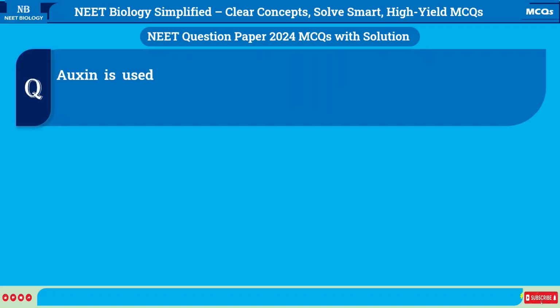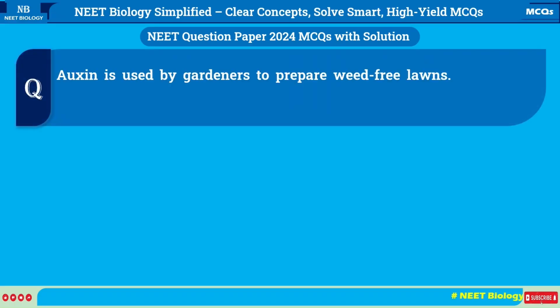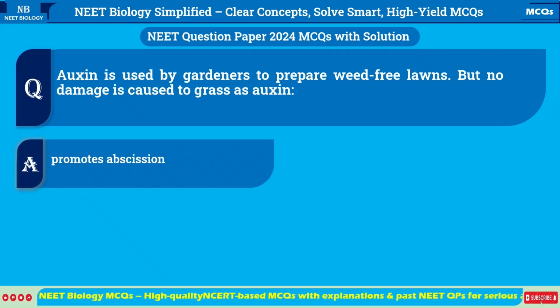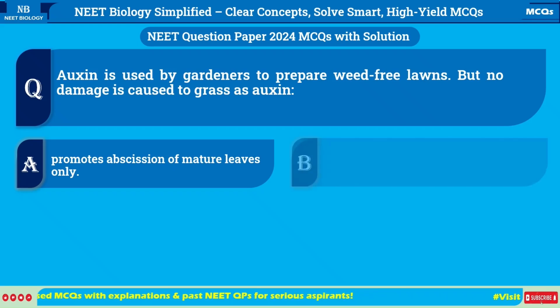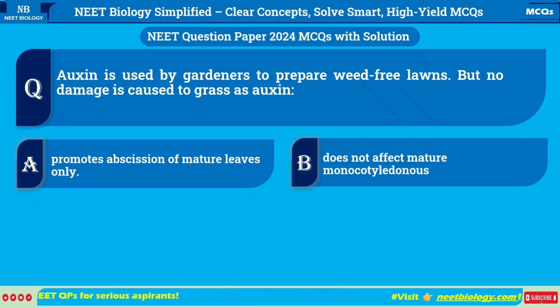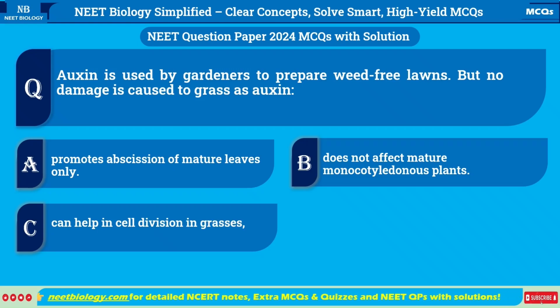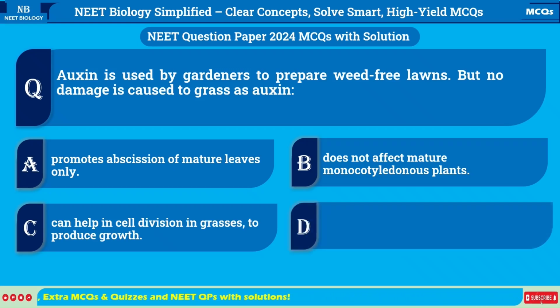Auxin is used by gardeners to prepare weed-free lawns. But no damage is caused to grass as auxin: A. Promotes abscission of mature leaves only. B. Does not affect mature monocotyledonous plants. C. Can help in cell division in grasses to produce growth. D. Promotes apical dominance.